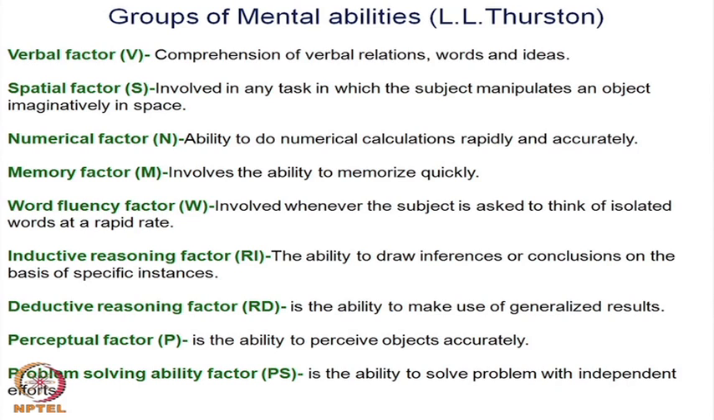Thurston classified the mental abilities into various groups, and these are called groups of mental abilities. And we find there are groups like the verbal factor, V factor, which tells about the comprehension of verbal relations, words and ideas. Spatial factor is involved in any task in which the subject manipulates an object imaginatively in space. Numerical factor is the ability to do numerical calculations rapidly and accurately. Memory factor involves the ability to memorize quickly. Word fluency factor is involved whenever the subject is asked to think of isolated words at a rapid rate.